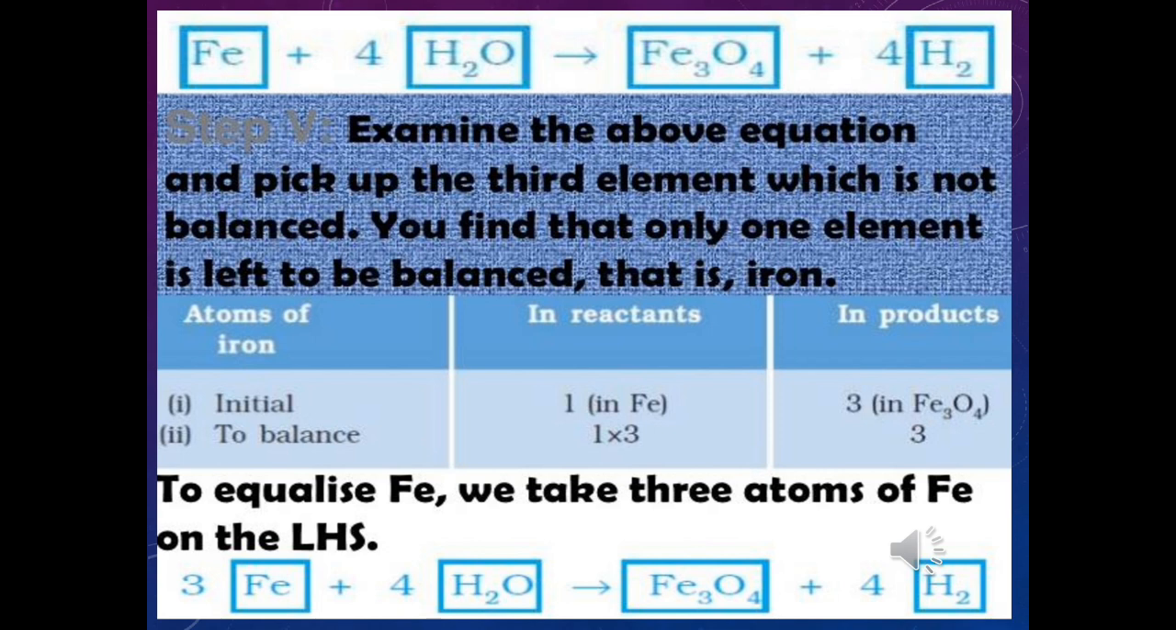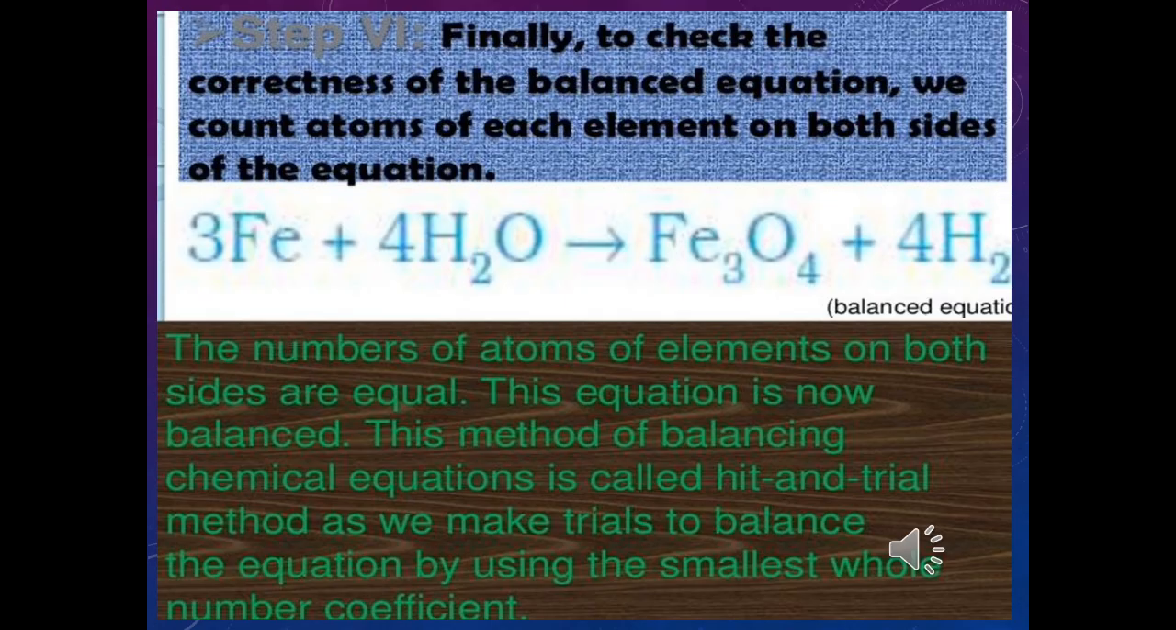Step 5. Examine the above equation and pick up the third element which is not balanced. You find that only one element is left to be balanced, that is iron. In reactants it is 1, in product side it is 3. Therefore, in the reactant side we have to multiply with 3. To equalize Fe, we take 3 atoms of Fe on the left hand side. That becomes 3Fe plus 4H2O gives rise to Fe3O4 plus 4H2.